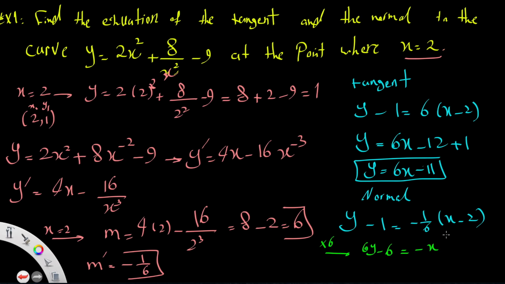then negative times negative, it will be positive 2 then. So it will be 6y plus x is equal to 8. So it is the equation of the normal.